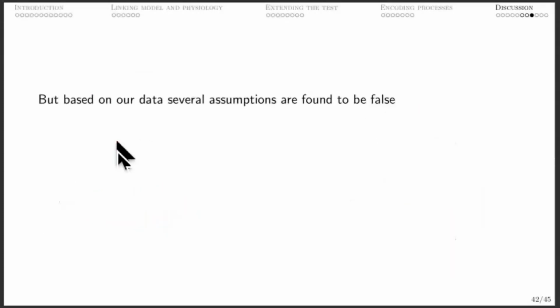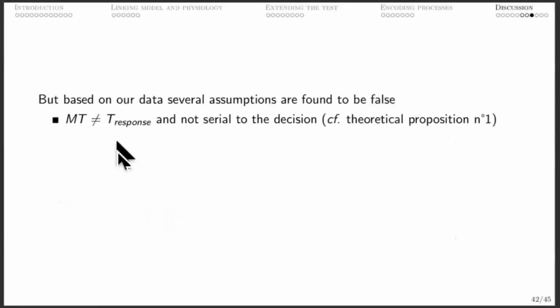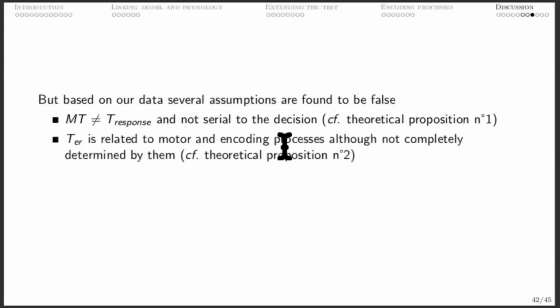However, we also found that several assumptions are false. First, motor time is definitely not simply equal to the time needed to execute the response, as assumed by the model. And neither is it purely serial to the decision. This refers to the first theoretical proposition. And finally, non-decision time is related to motor and encoding processes, as I was showing earlier, but not completely determined by them. And this refers to the second theoretical proposition.